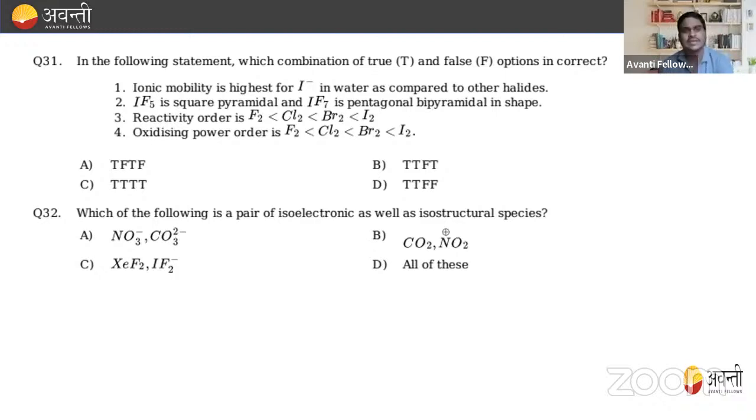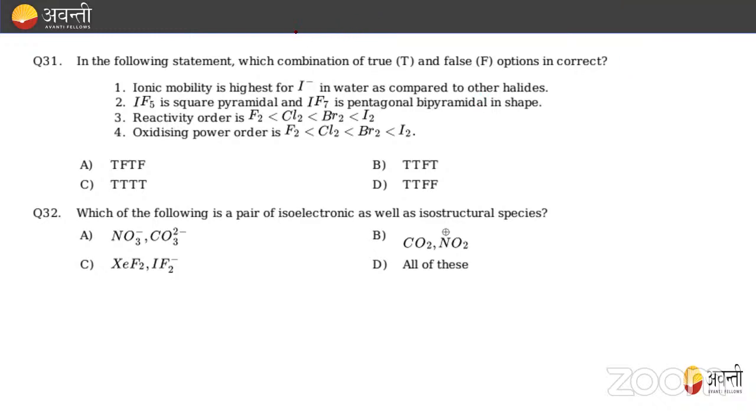So the first statement is: ionic mobility is highest for iodide ion in water as compared to other halides, right? So they are saying the ionic mobility is highest for iodide ion in water as compared to other halides, right? And the next statement is what, beta?